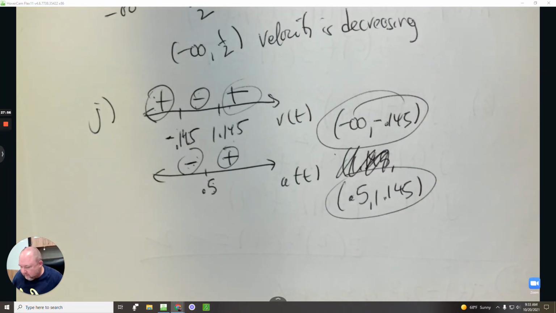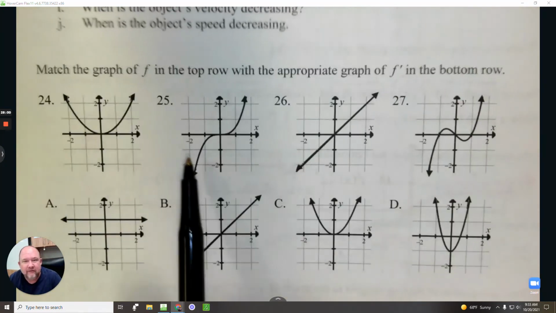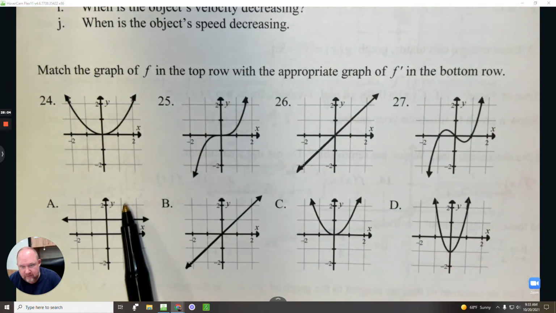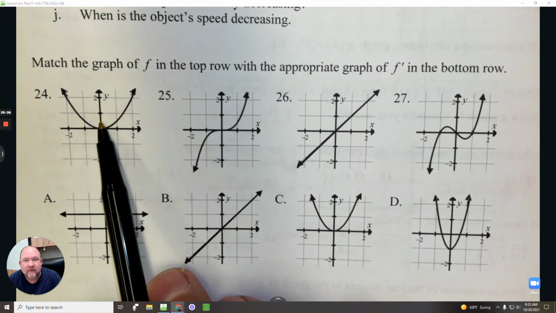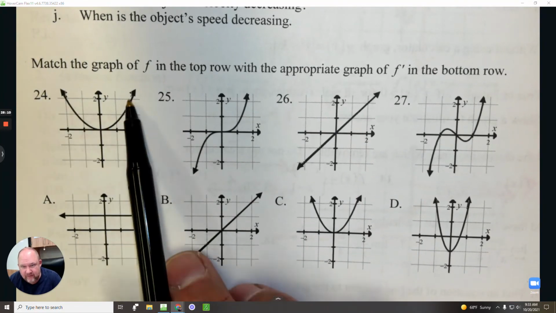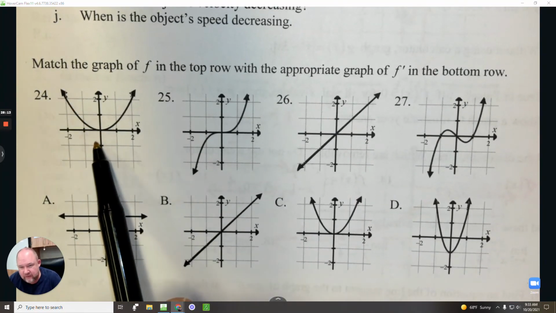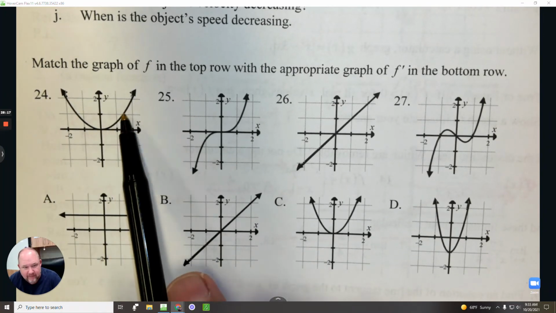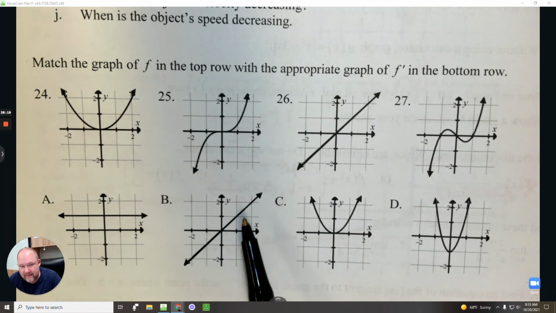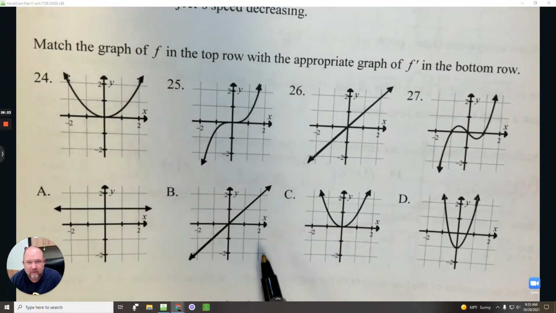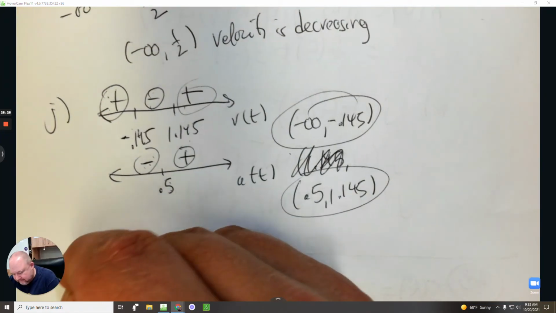All right, 24, 5, 6, 7. Let's look at it. Can you match the graph to the appropriate derivative in terms of what we're looking at? If I look here, the derivative here is where it's increasing and decreasing. So where's the turning point at 0? And it's below and then above. So do you see a below and then above? And that at 0 is a turning point. So 24 matches with B.